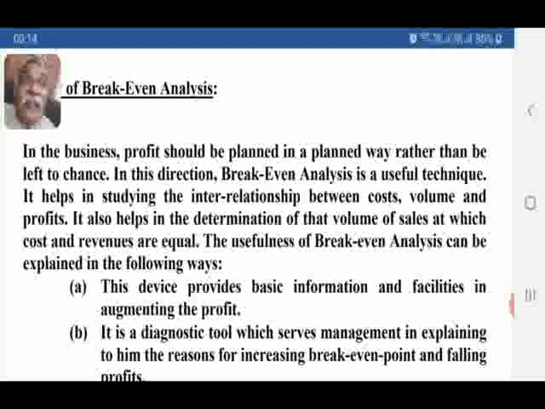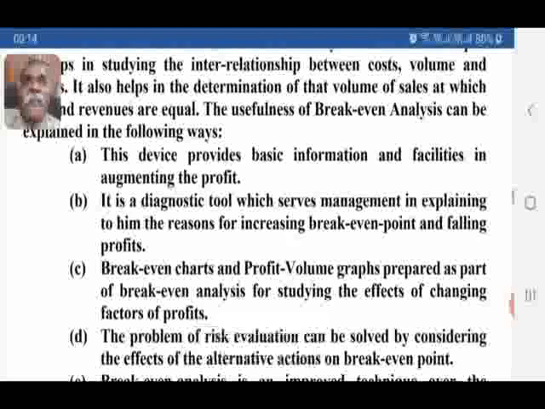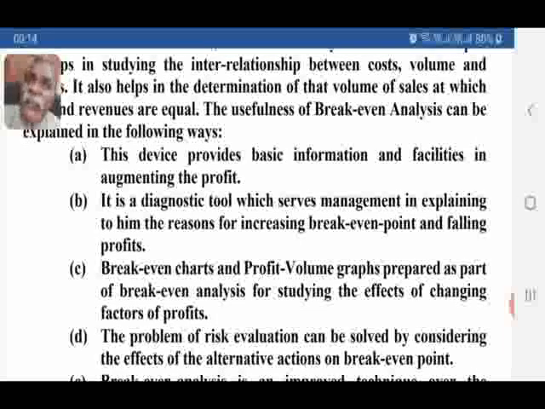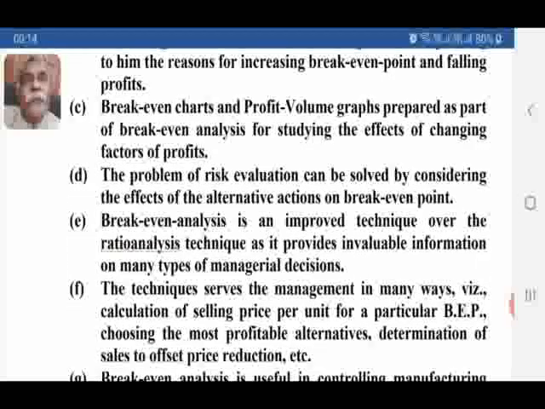So the usefulness of break-even analysis, we can explain it in a different way. That is, this device provides basic information and facilities in augmenting the profit. It is a diagnostic tool which serves management in explaining to him the reason for increasing break-even point and falling profits. Break-even chart and profit volume graphs are prepared as part of break-even analysis for studying the effect of changing profits, factors of profit.